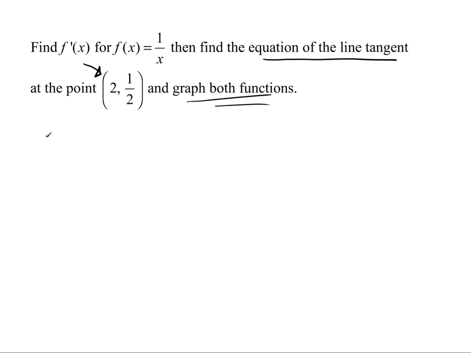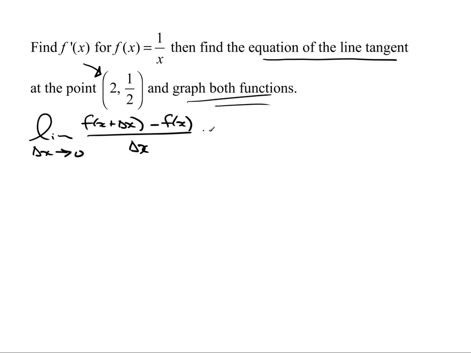So I need the limit as delta x goes to 0 of f of x plus delta x minus f of x, over delta x. Now I'm kind of partial to this particular form, but you don't have to use this form. You could use the a plus h form, as long as you know what a and h are and so forth, and you'd be just fine.